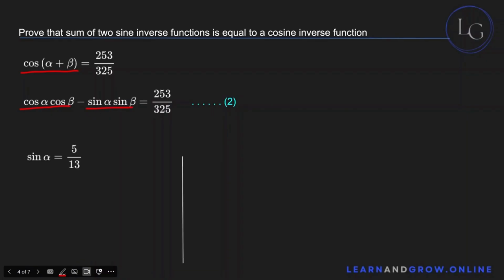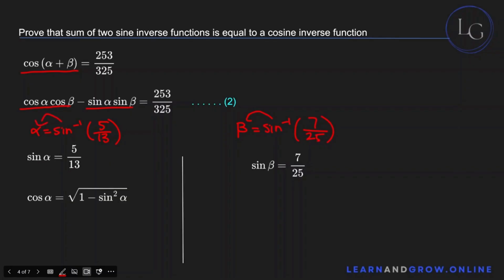Now, sine alpha was given to you as 5 by 13, and sine beta was given to you as 7 by 25, right? Because as we said, alpha was equal to sine inverse of 5 by 13, and beta was equal to sine inverse of 7 by 25. So once you take the inverse functions to the other side of the equation, you get these. Now, cosine alpha is equal to under root of 1 minus sine square alpha by the trigonometric identity again. And when you apply the same trigonometric identity on beta, you get this.